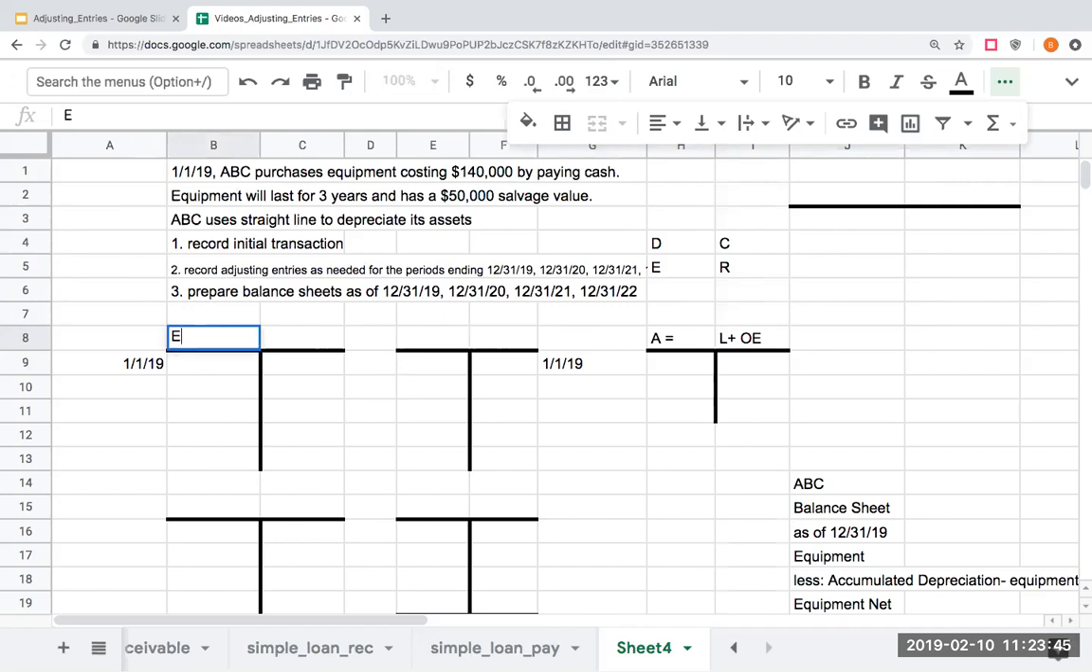So right here, when I'm buying this equipment, I'm going to be debiting equipment for $140,000. And here, I'm going to be crediting cash for $140,000.